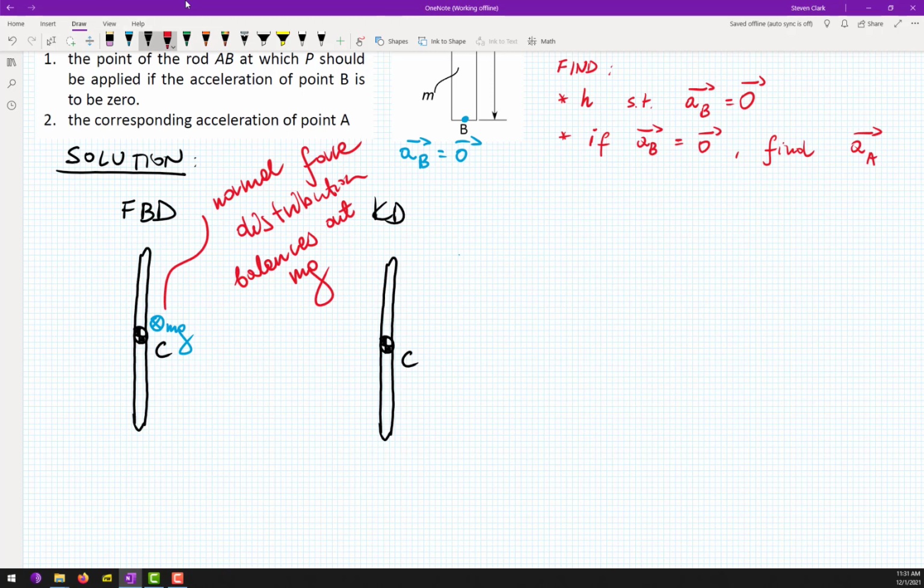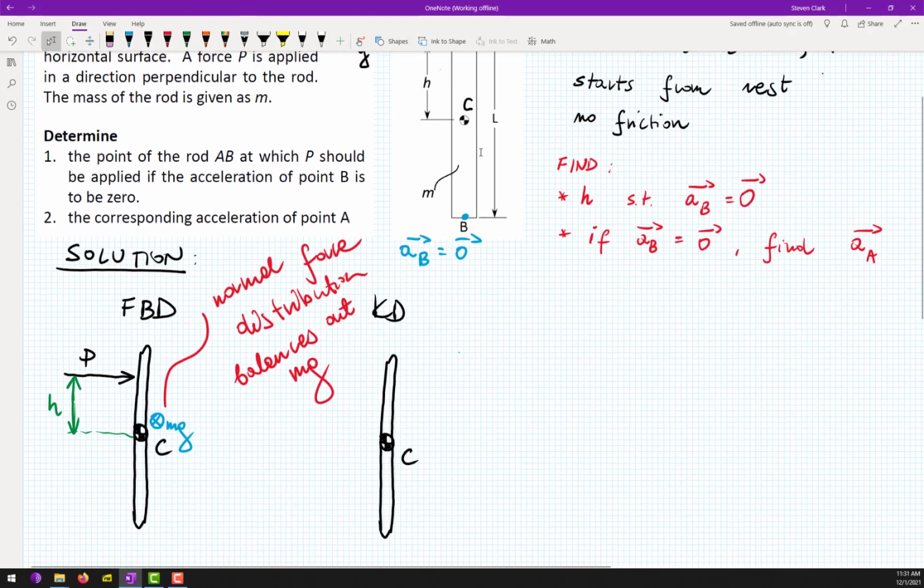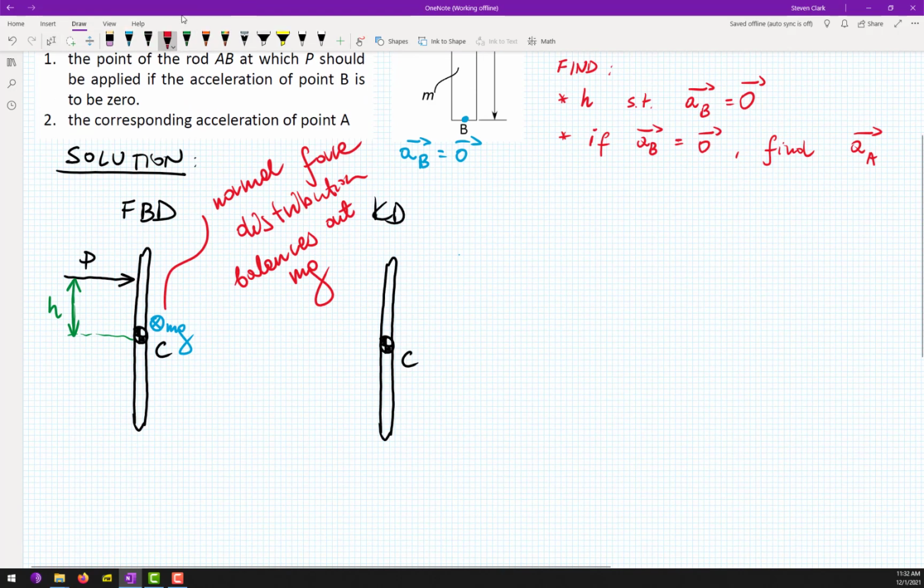What other forces act on our system? Force P, and this is the distance h, I believe. There are no other forces acting on our system. So now let's just do our routine on the KD. So we have here m a_Cx, m a_Cy, and let's assume this direction, I_C alpha of the body. Alrighty, we're done with FBD and KD.